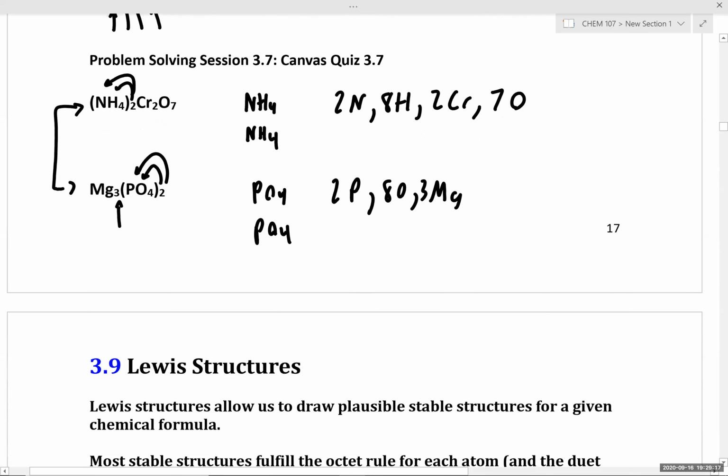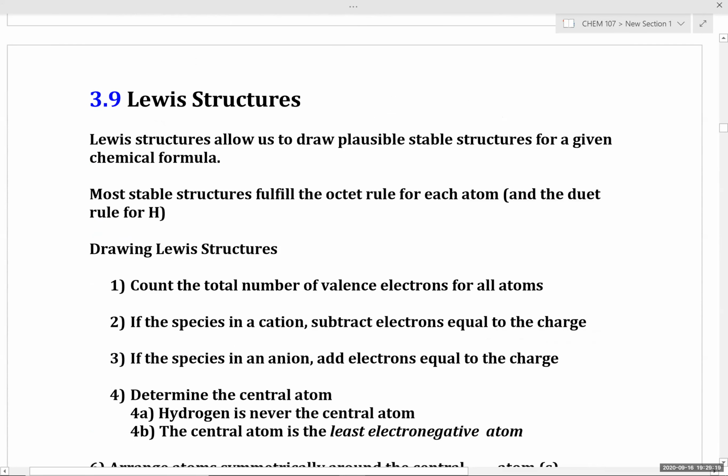Okay, so let's keep going now and let's talk about Lewis structures. This is probably one of the most important sections in the early part of this class to set you up for success in the organic portion of allied health. Lewis structures allow us to draw plausible, stable structures for a chemical formula, and most stable structures will fulfill the octet rule for each atom.